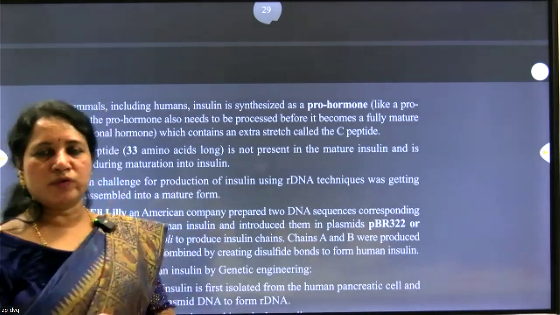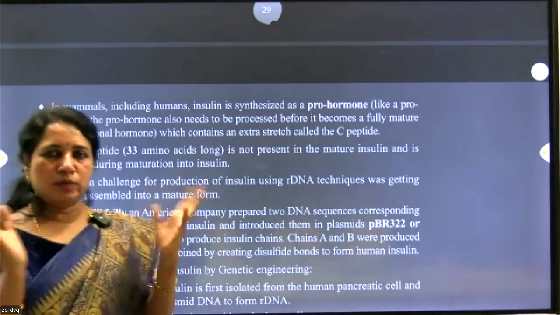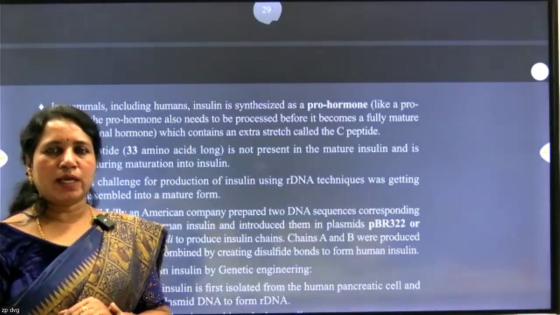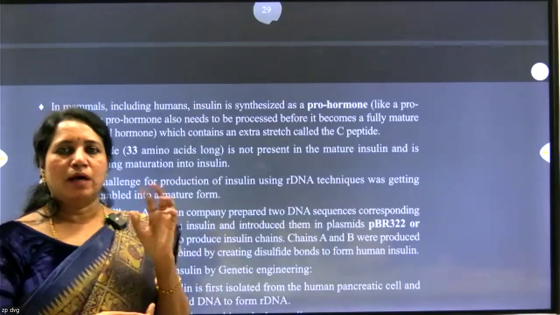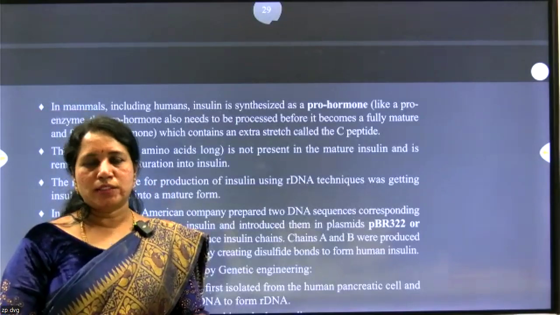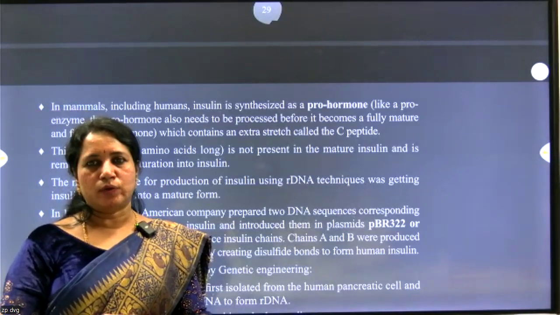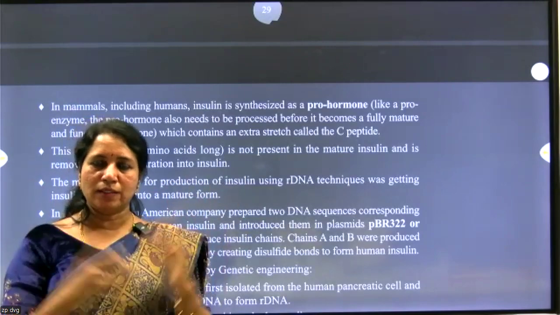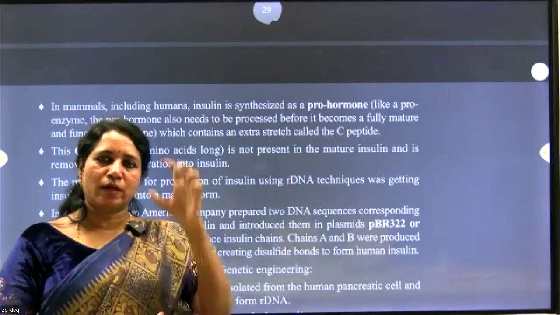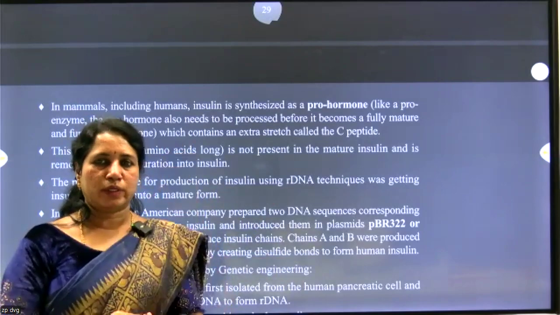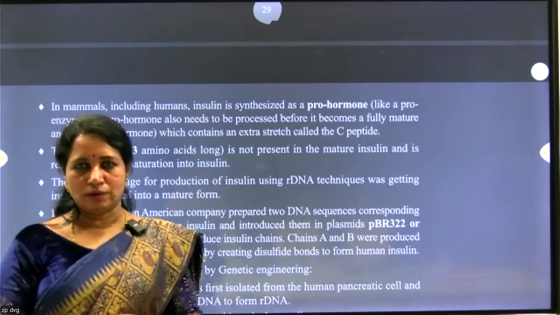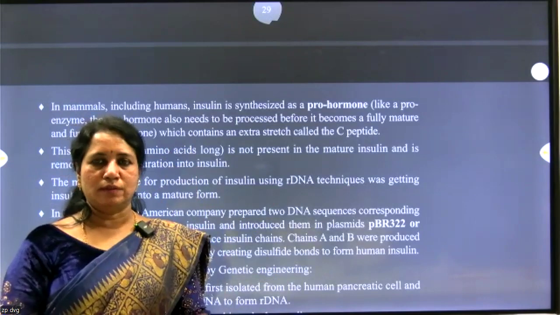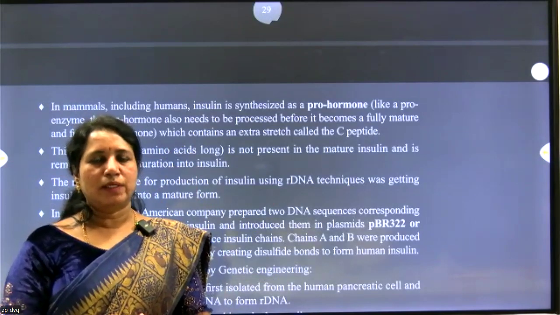So there are two methods of insulin production. Either you separate the A gene and the B gene of insulin, and clone them in a vector, E. coli, separately in two separate bioreactors. Otherwise, you can also extract the entire insulin gene and use one plasmid to clone the insulin in a bioreactor.